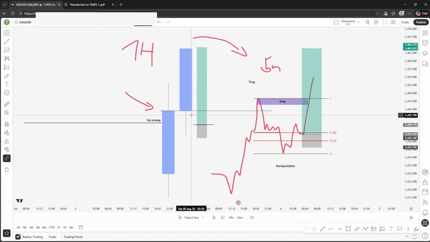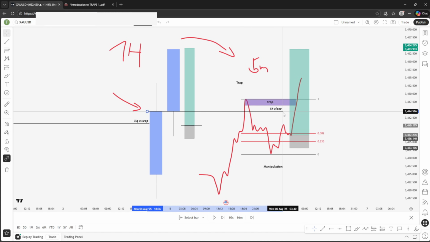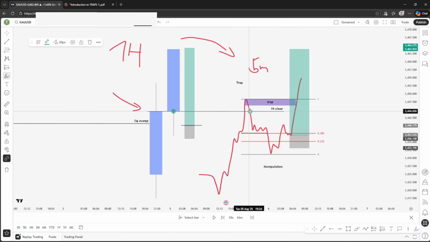The same closing price will be the opening price for the next candle. So this will be the 1H close. At the 1H close, we're going to have a new hourly candle open. The new hourly candle opened at this level. Let me make it green. So we got the new hourly open.